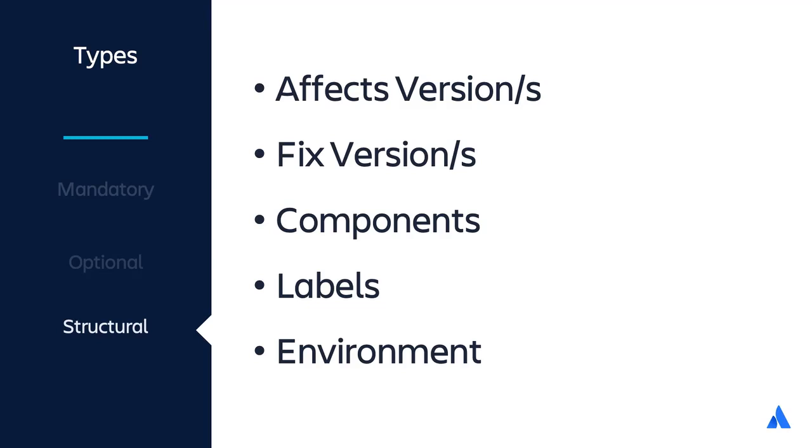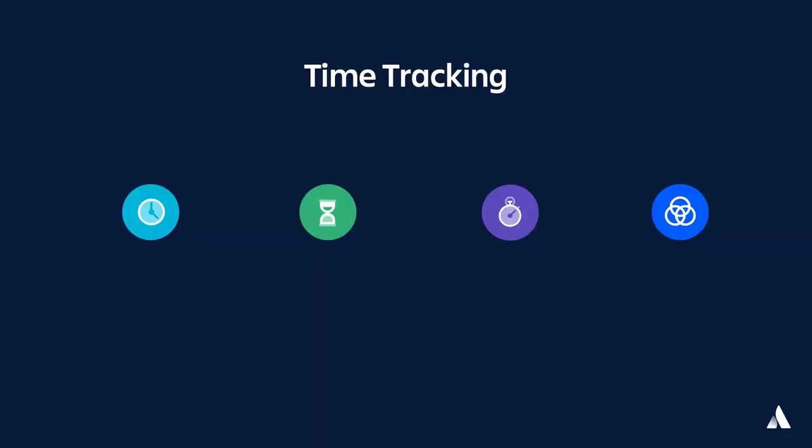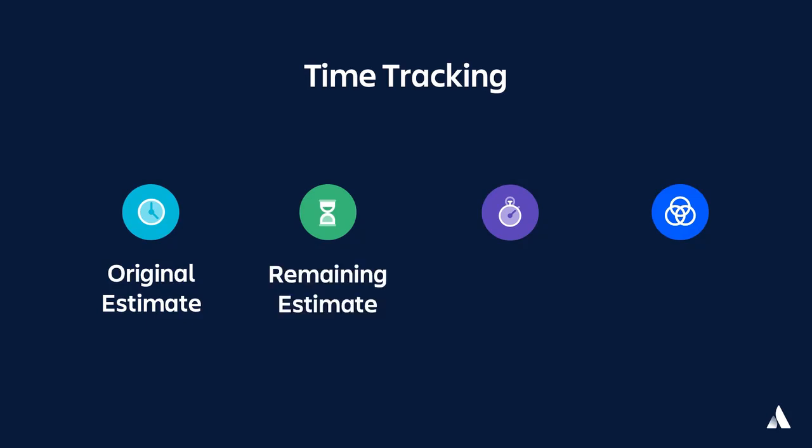They are known as structural fields because they can be used for building out and managing project issue structure and hierarchy. By this we mean grouping and categorizing issues by fixed versions, labels, or components. Other system fields include those used for managing work logs. They include original estimate, remaining estimate, and time spent. Together, they form the time tracking field visible on issue screens.